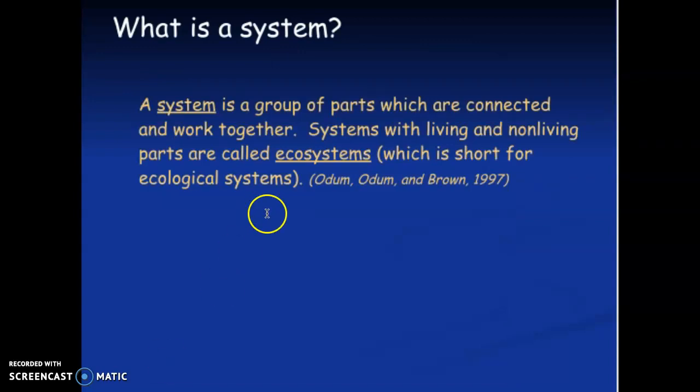So what is a system? A system is a group of parts which are connected and work together. Like your body is a system because your organs are connected and work together. Systems with living and non-living parts are called ecosystems. It is short for ecological systems. So we will talk about ecosystems here.